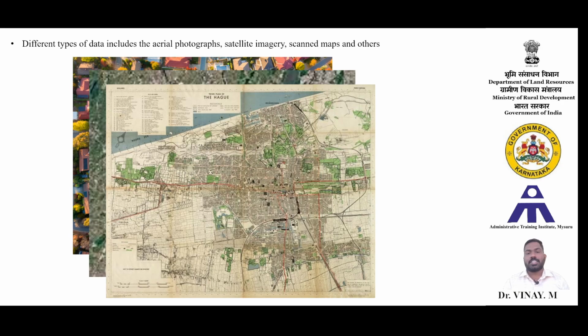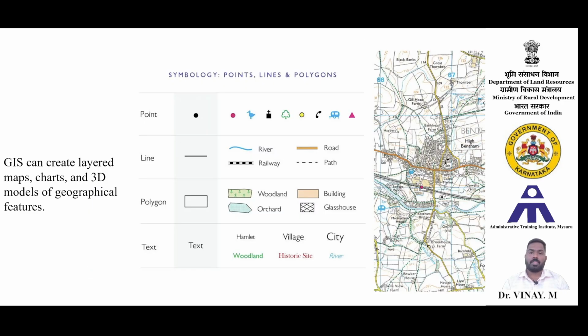So you can even use the scanned map, and through this scanned map we can also recompile the maps with the help of geographical information system. Once the data are compiled, the ultimate task of the GIS is to create the visualization. In the visualization we are going to tell the stories. It is also called storytelling, or we can use GIS for the preparation of maps.